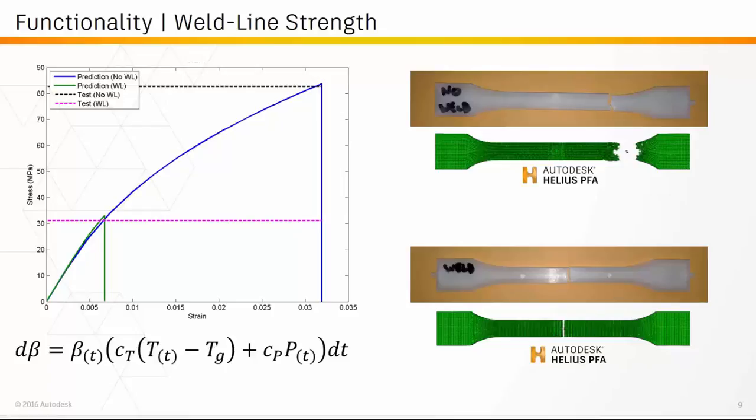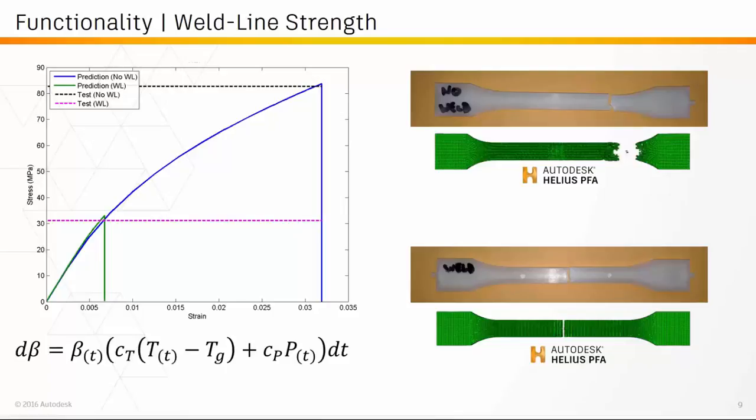What we're showing on the screen is a comparison between experimental results and simulated results using Helius PFA. We've done this with no weld lines. So this is a single gated dog bone, and that's shown with the black dash line for experimental and then the blue solid line for simulation. And we've also completed this for a model with a weld line. So this is what we call a double gated dog bone, which has been injection molded from each side, and a weld line has been induced in the middle of the model.